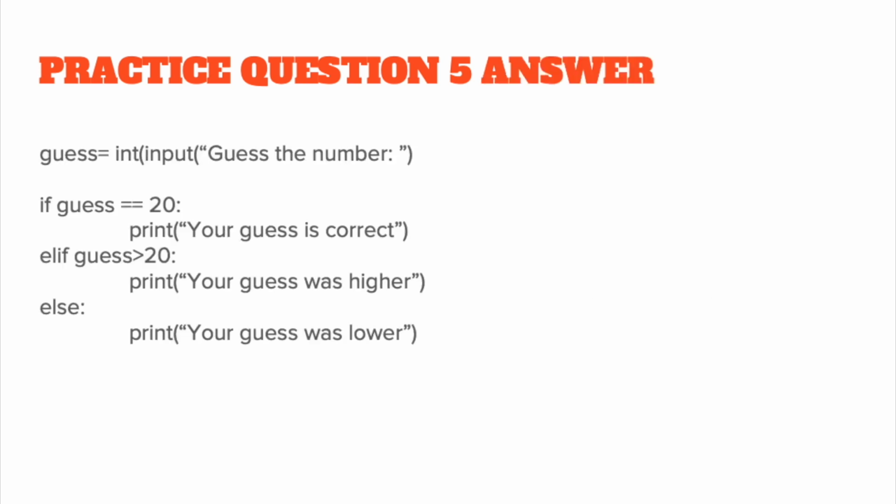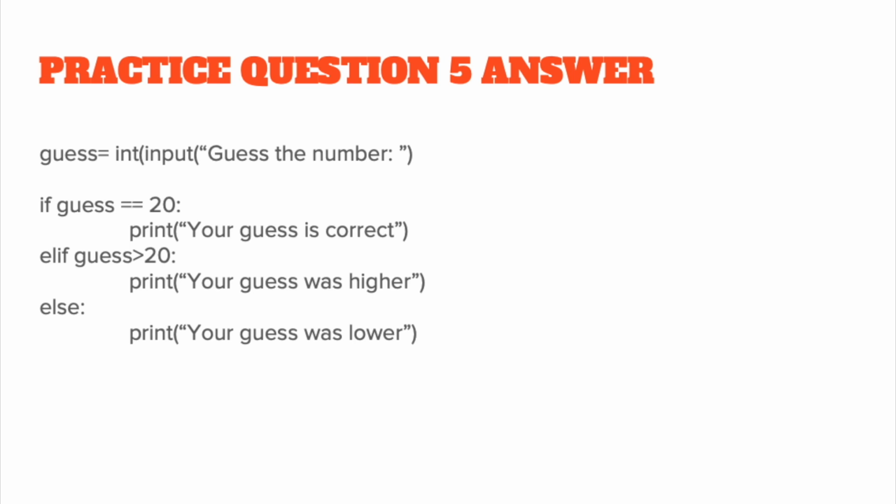Okay, again, I haven't written the comment statement to declare guess. Declare guess: integer would probably be something that starts this code up. Then guess is equal to int(input("Guess the number")). In this case, we're going to check if guess is equal to 20. If it is, we're going to print your guess is correct. Elif guess greater than 20, your guess was higher. If it's not correct, if it's not higher, then we simply output your guess was lower.